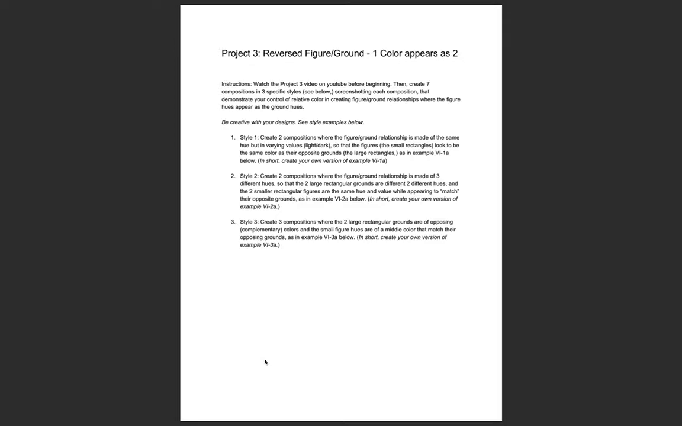Here's the Project 3 description. You're going to be making 7 different compositions based on 3 different styles, and we'll look at those in a second. You're going to make 2 individual screenshotted compositions based on the first style, 2 on the second style, and 3 on the third style, which deals with complementary colors and is the most complicated. So again, you're going to have 7 final compositions or 7 JPEGs that you're going to submit.